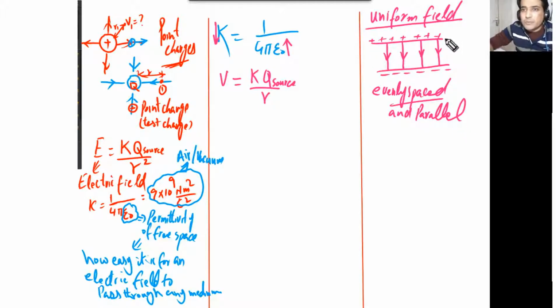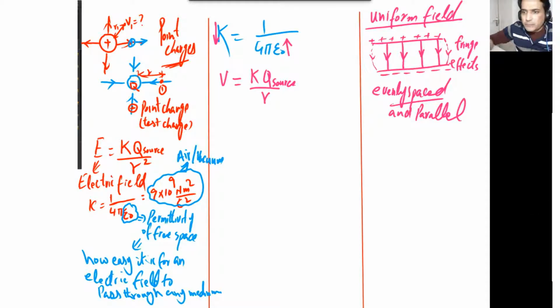But one thing we ignore in this case is that at the edges, the lines will actually curve, like this. We call this the fringe effect, meaning the field is not uniform at the edges. Most of the time we ignore this, so the rest of the field is a uniform field.